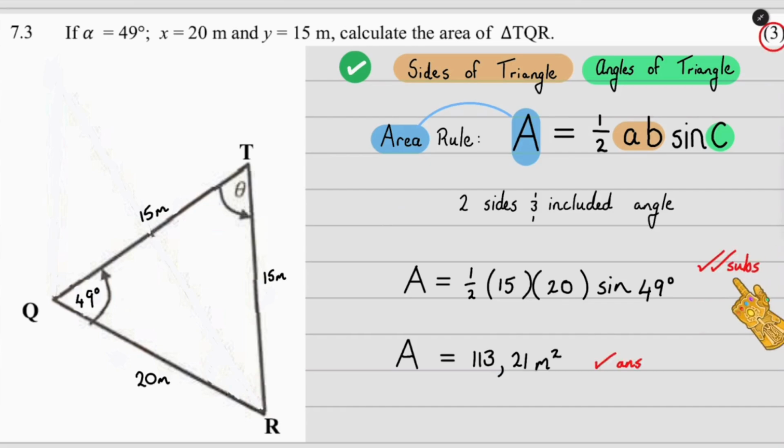And having a look at your 3 marks, 2 marks purely come from substituting into the correct formula, and the last mark comes from the correct area with the correct unit.